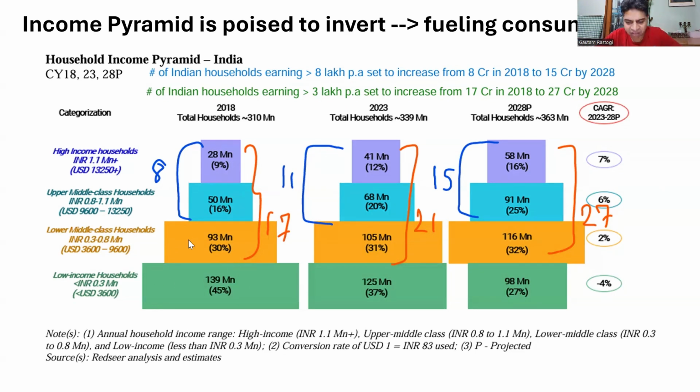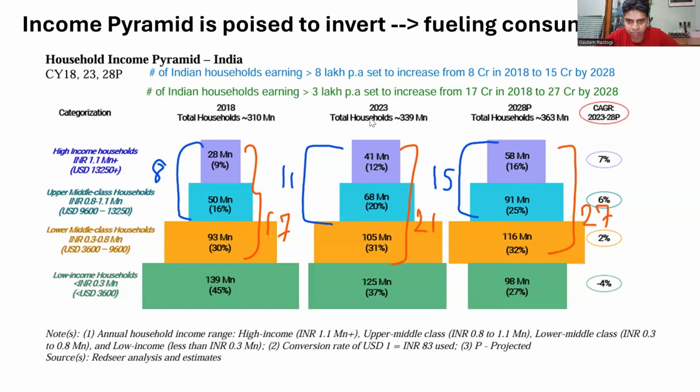Then the slab above it has around 9.3 CR households, making a household income of between 3 and 8 lakh. Then above that is 5 CR households making an annual household income of between 8 to 11 lakhs. And above that, 2.8 CR households making an annual household income of above 11 lakhs. So this is how the income pyramid looked back in 2018.